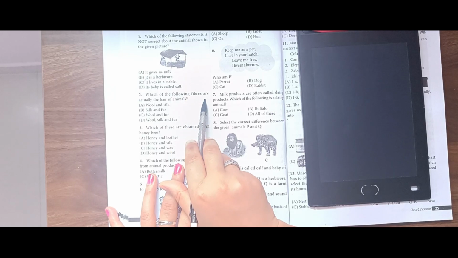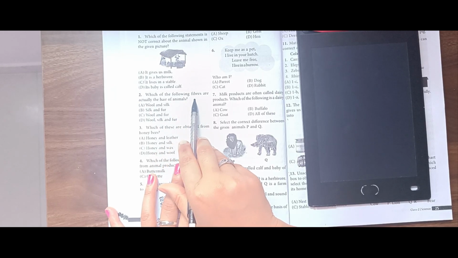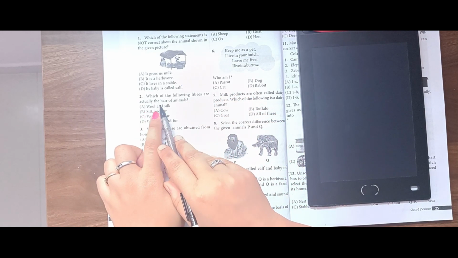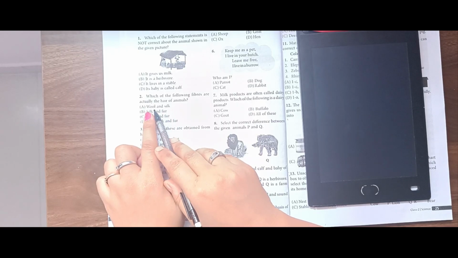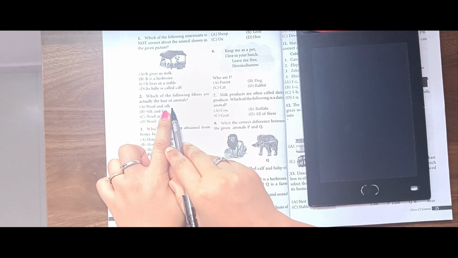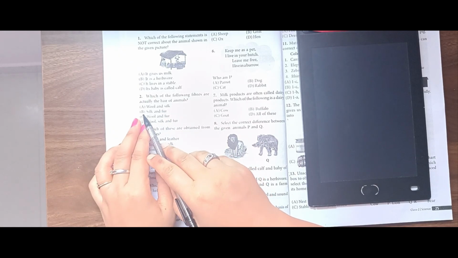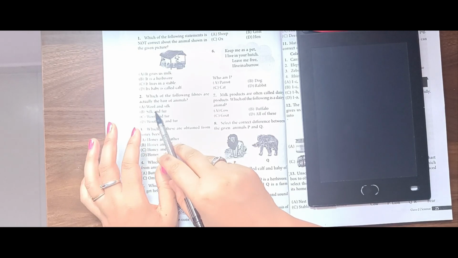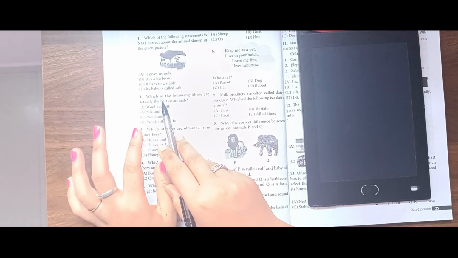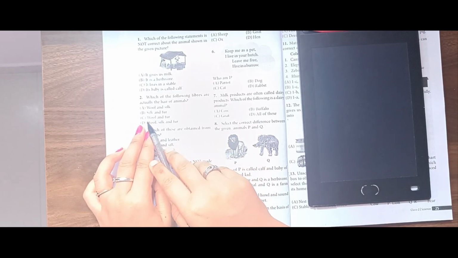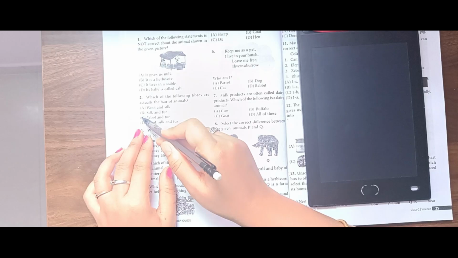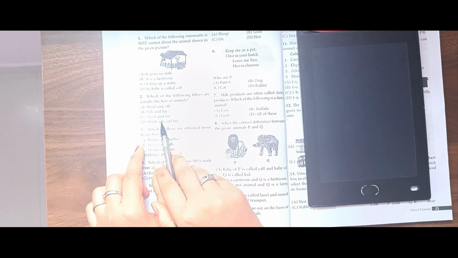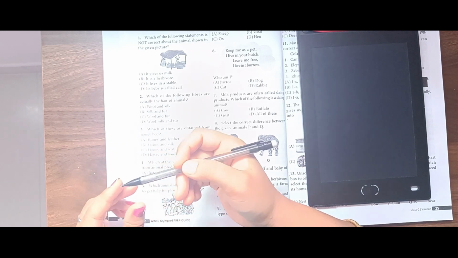Which of the following fibers are actually the hair of animals? So, from hair of animals, what do we get? Wool or silk? No, wool we get from the hair, but silk we get from the silkworm. Silk we get from the cocoon, not from the hair. Fur we get from the short-haired animals. Wool and fur, yes, both we get from the hair of the animals. So silk we don't get from the hair, so that is not the answer.